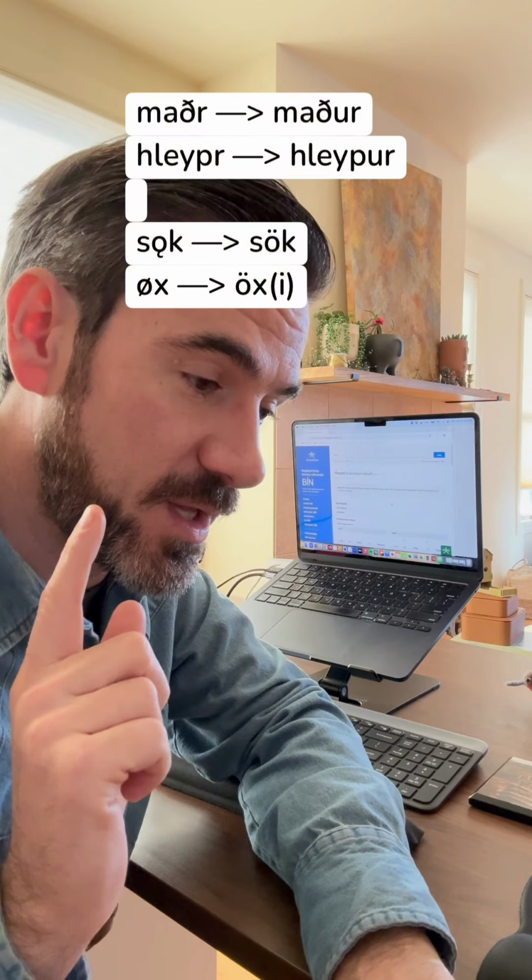What you have to keep in mind in looking up words is the two major things that separate Modern Icelandic from Old Icelandic spelling. One is if an Old Icelandic word ends in consonant plus R, there's going to be a U inserted in Modern Icelandic. So Old Icelandic maðr, Modern Icelandic maður. And then if you have O caudata or O slash in Old Norse, that word is going to be spelled O with two dots in Modern Icelandic. So sok versus sök, öxi, still öxi, but spelled differently now.